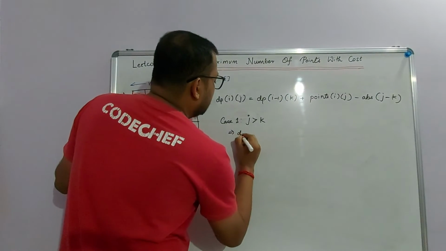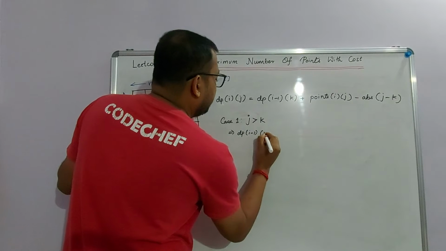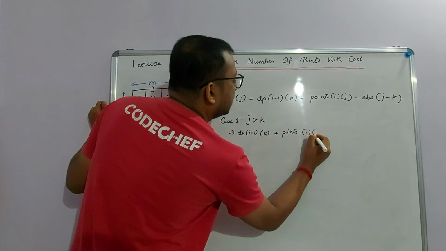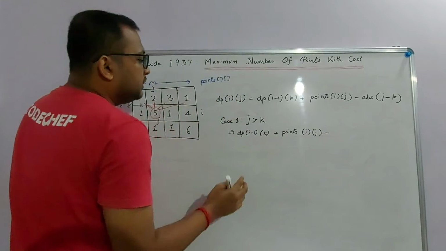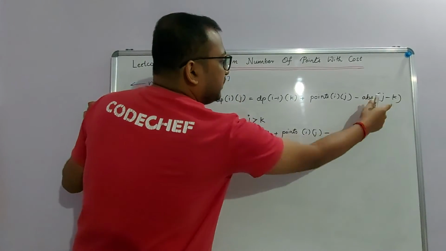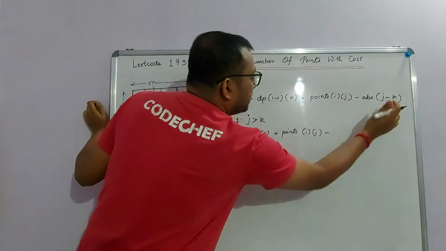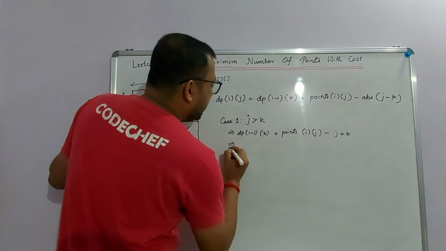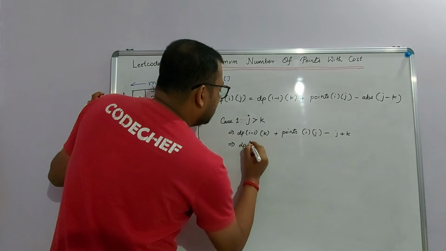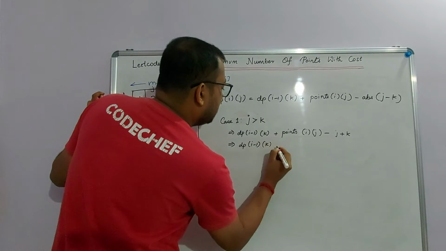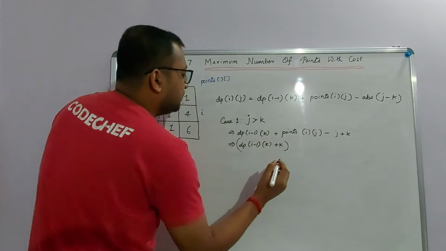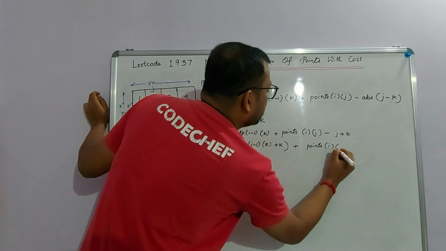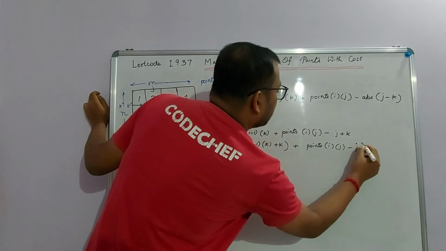So the equation becomes dp of i minus 1 k plus points of i j minus, so since j is bigger and k is smaller, this absolute value will be removed. So this will be j minus k itself, so that is minus j plus k. Let's rearrange this as we had done in the second sub problem. So it will be dp of i minus 1 k plus k, and plus points of i and j minus j.